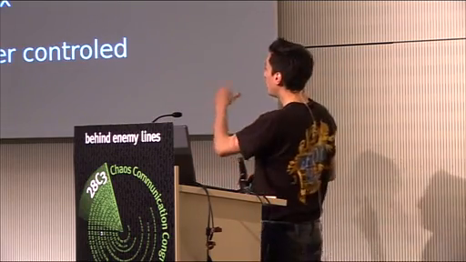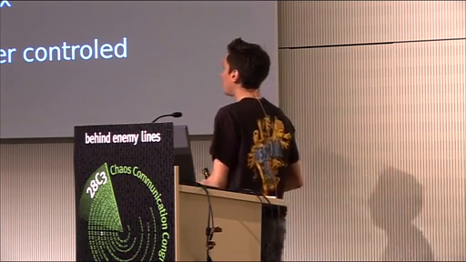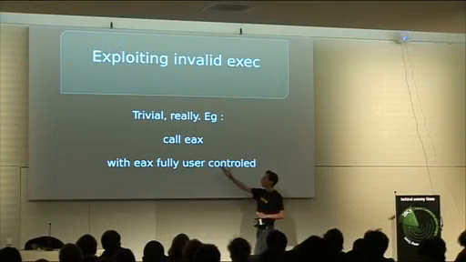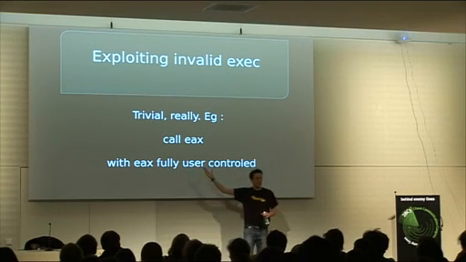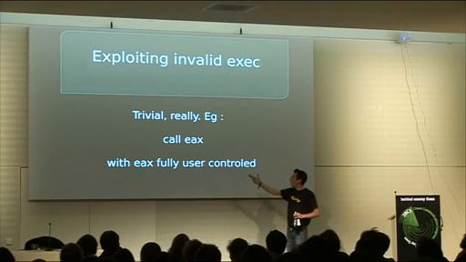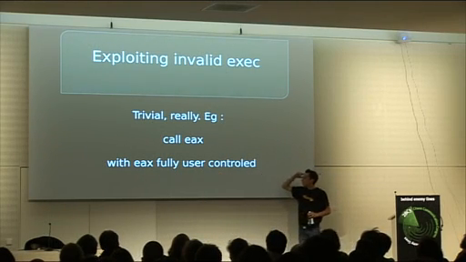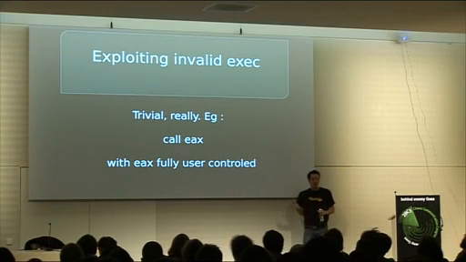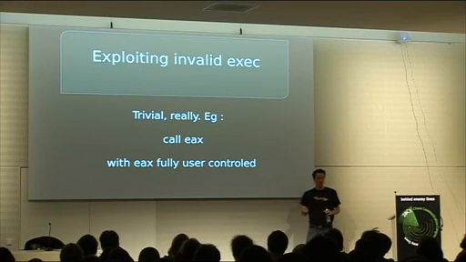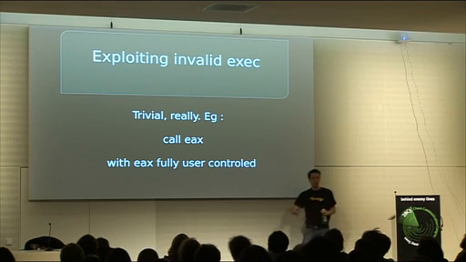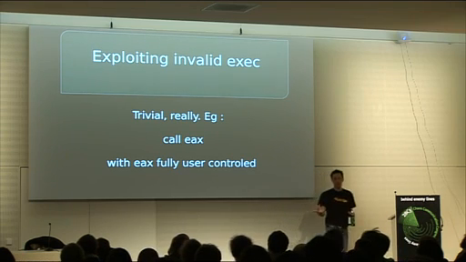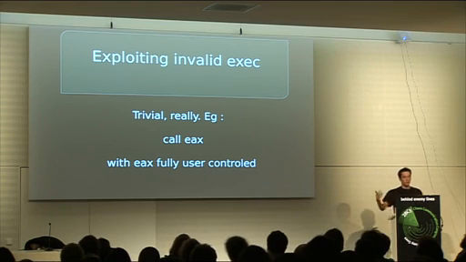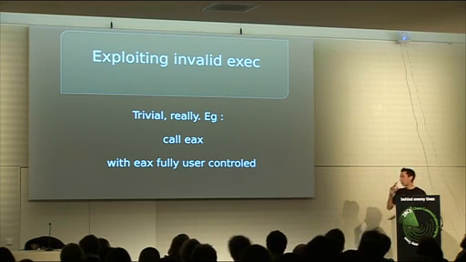All right, so back to the exec thing. Imagine I have call EAX, and I have a segmentation fault in that instruction. If I control EAX, this is easy. You make EAX point to data you control, and that's it, it's going to be executed. Or you make it point to an interesting routine inside the application.